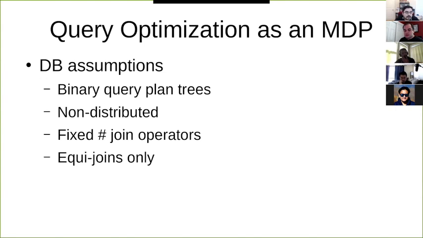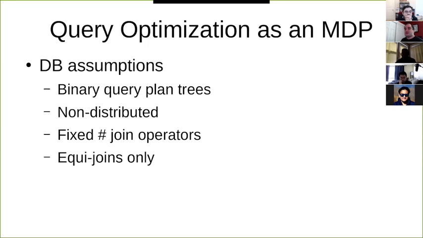When we talk about query optimization as a Markov decision process, which is the first step in solving query optimization with reinforcement learning, we have to make a couple of assumptions in order to get the problem to fit. For NEO, the assumptions that we made were that all query plan trees are strictly binary, meaning that every operator has exactly 2 children or is a leaf. Second, we only looked at non-distributed query plans. These aren't things like multi-node databases. There's no network partitioning. It's all happening on a single node.